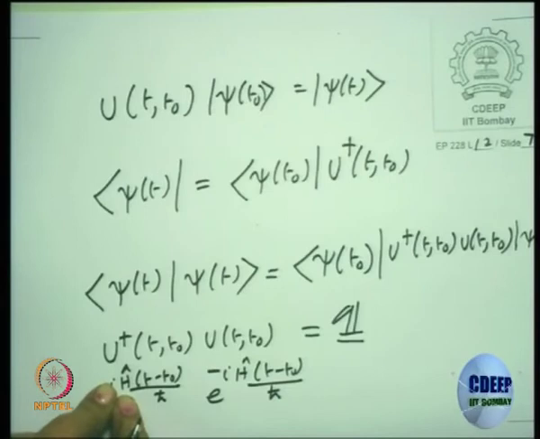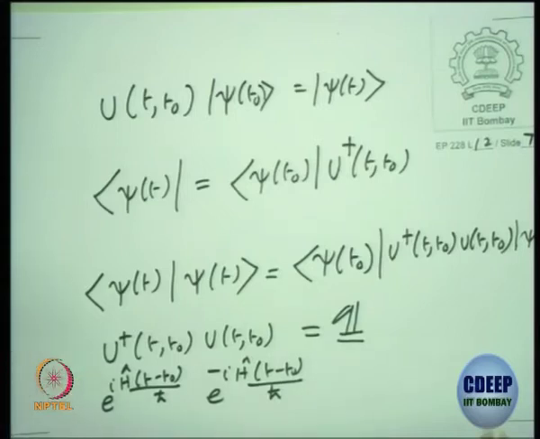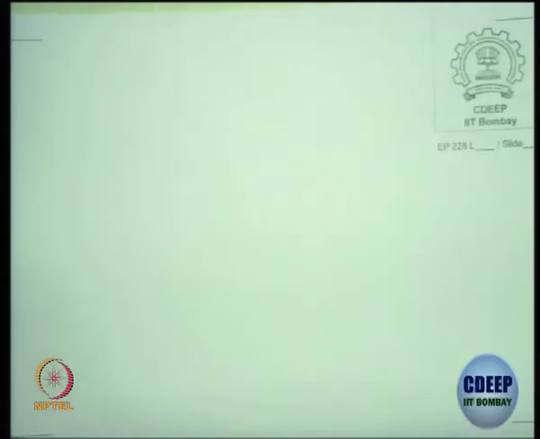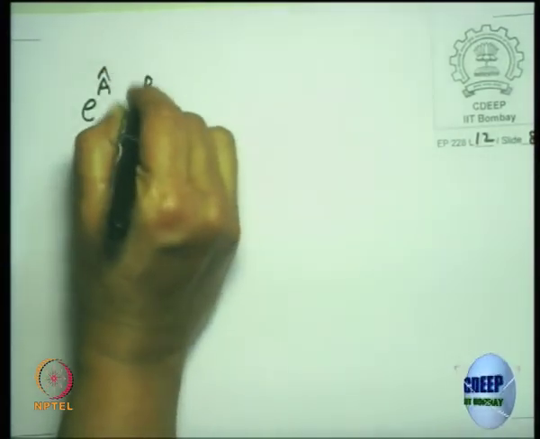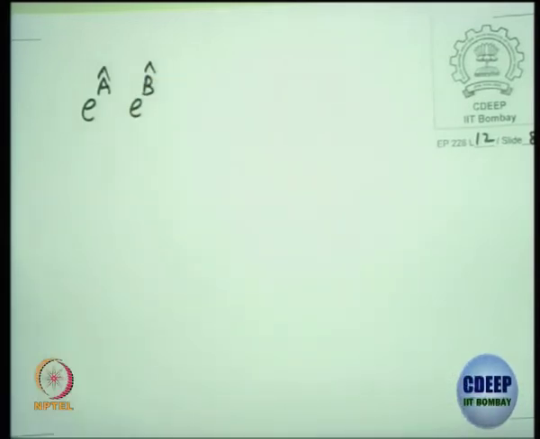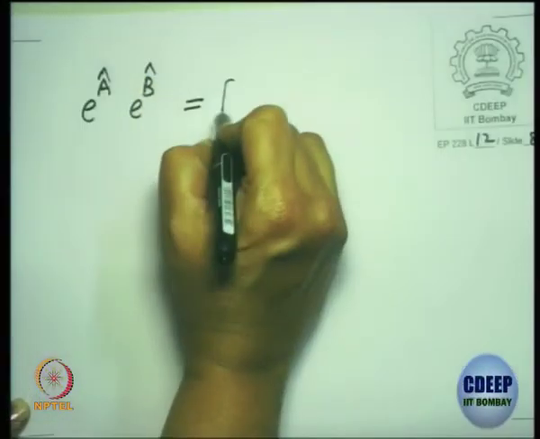Suppose I had an operator H here and some other operator here. Like what I'm asking is, suppose I have e to the A and e to the B. In classical mechanics, you would have written this as e to the A plus B. Can you do that here? Can you do that here? So this one, you have to meticulously write.